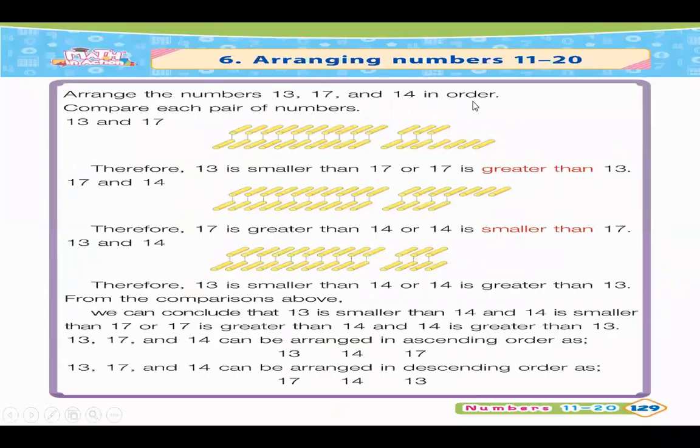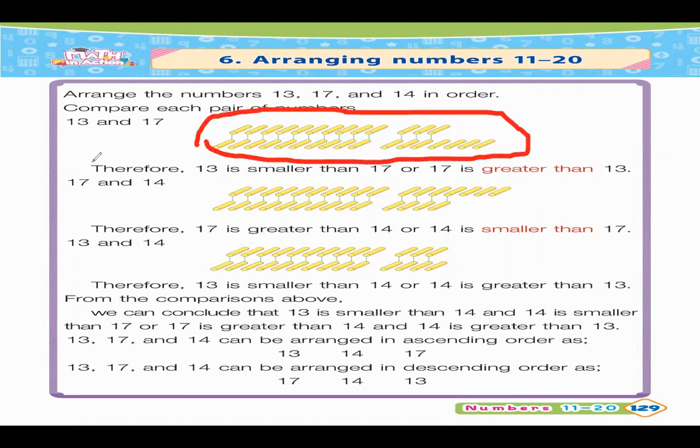Arranging numbers 11 to 20. Arrange the numbers 13, 17, and 14 in order. Compare each pair of numbers, 13 and 17. Okay, look at this picture. Please count it very carefully. Therefore, 13 is smaller than 17, or you can say 17 is greater than 13. Okay, 17 and 14.